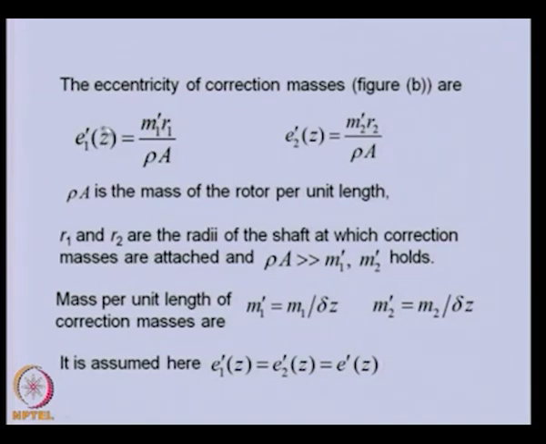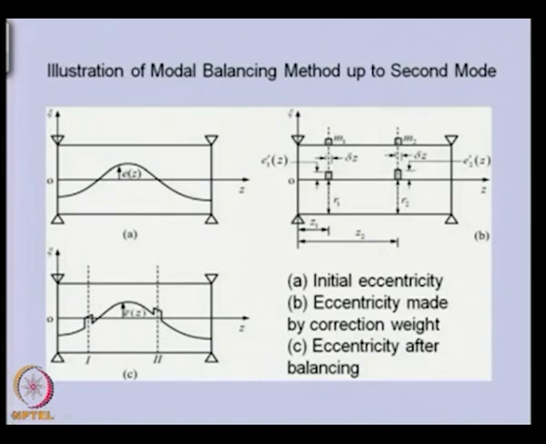This is in plane 1 and this is in plane 2, and here we expect that the correction masses are negligibly small compared to the mass per unit length of the shaft. So M1 prime and M2 prime are the mass per unit length of the correction mass. Here you can see this is the mass of the correction mass in plane 1, and this is the length of the correction mass. That length is some finite length, and whatever the length is, we are calling it delta Z.